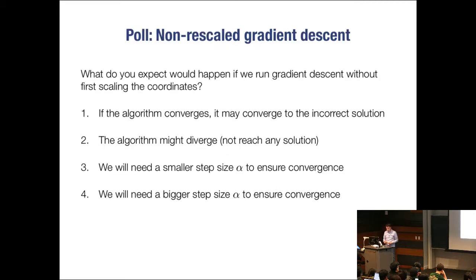So let me ask one question now. I got this question before: what do you expect would happen if you run gradient descent without first scaling those coordinates? I told you it won't work. What do you think won't work about it? Say I run it with my same parameters, the same alpha, or maybe I need a bigger or smaller alpha. What will happen if I try to run it without first scaling things?